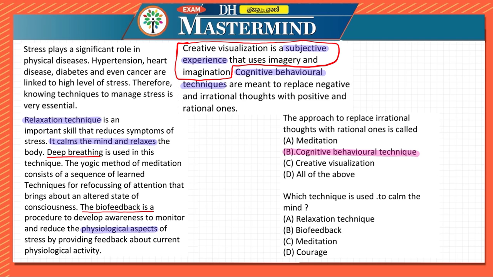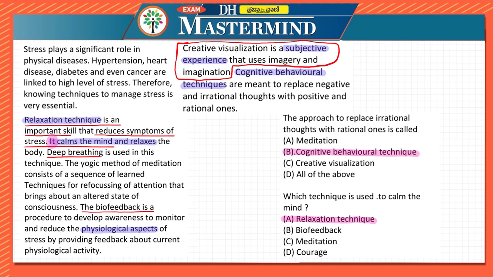Next one, which technique is used to calm the mind? So we read about calming of the mind over here, because you can see in the paragraph itself they are mentioning that this relaxation technique is an important skill and it reduces the symptoms of stress. It also calms the mind and relaxes the body. Okay, so here the answer is relaxation technique only, because they themselves have mentioned that it calms the mind and relaxes the body.